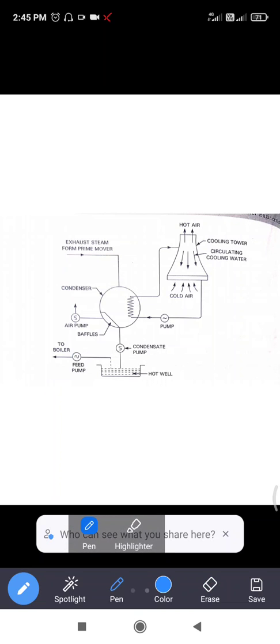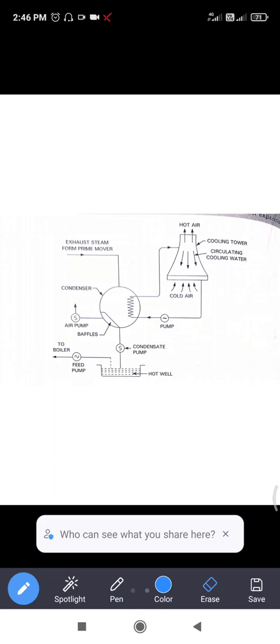Next there is a condensate pump. You can see the pump here. The condensate pump removes the condensate from the condenser.